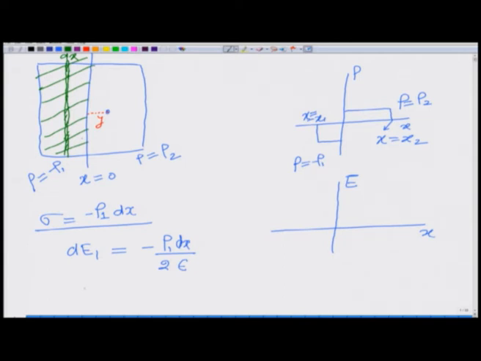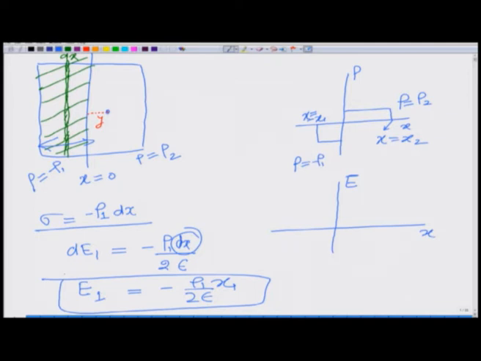What you will get is E1 equal to minus rho 1 over 2 epsilon times x 1. This dx, when you integrate, will become this length x 1. So that is E1. What is E1? E1 is the electric field because of this portion. How do I get the electric field because of the other portion, to the right of the junction? Let me remove certain part of it.